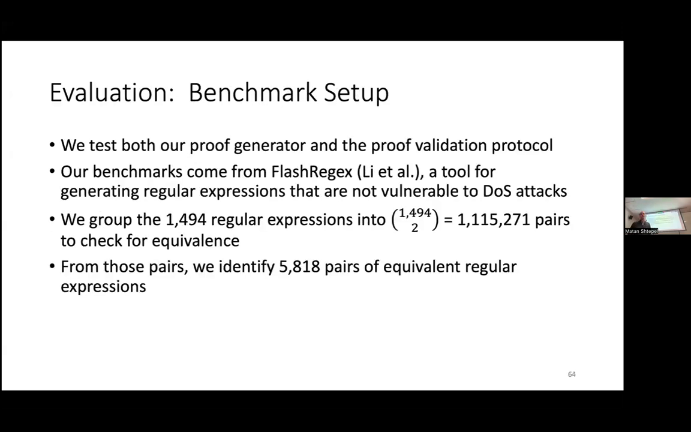For our evaluation for CRAPE, we test both our proof generator and our proof validator. And the benchmarks that we use come from Flash regex, which is an older tool for generating regular expressions that are not vulnerable to denial of service attacks. We have 1,494 regular expressions, and we group them into more than 1 million pairs to check for equivalence. From those pairs, we identify 5,818 pairs of equivalent regexes that we can use for our testing.